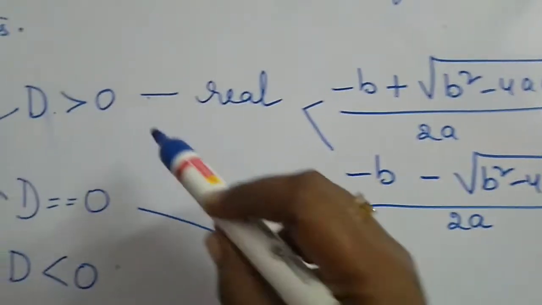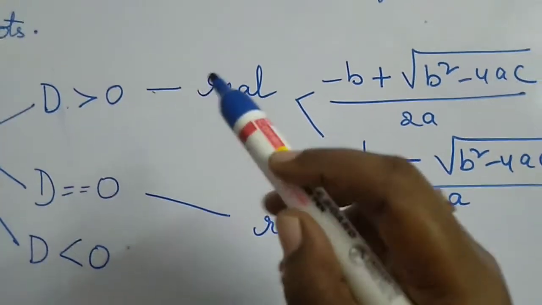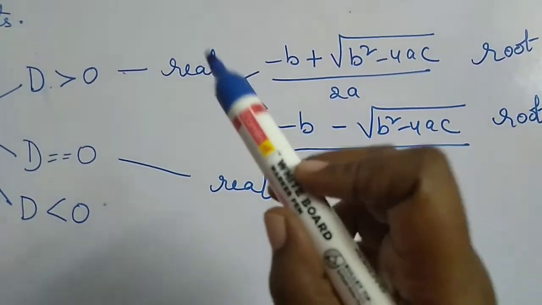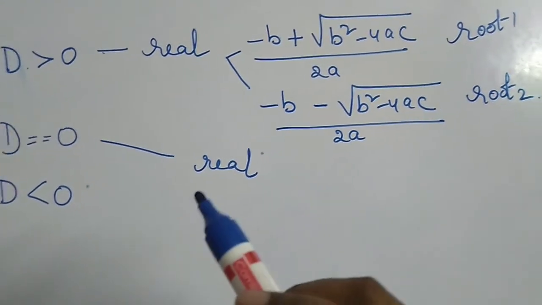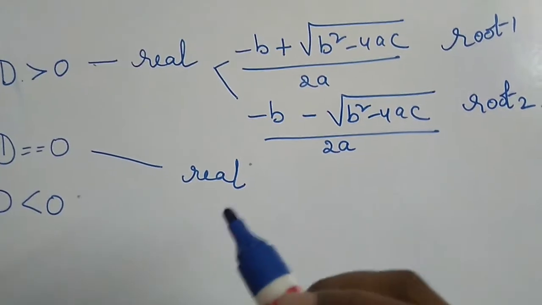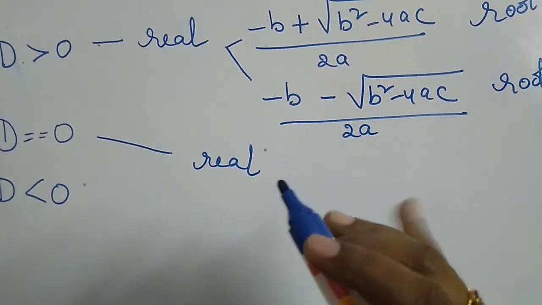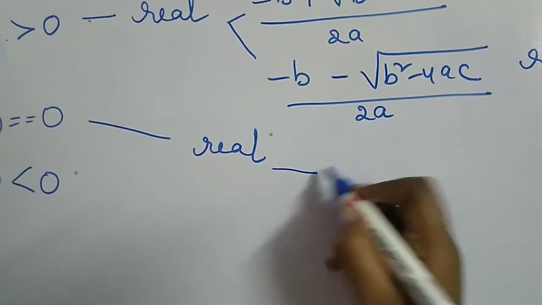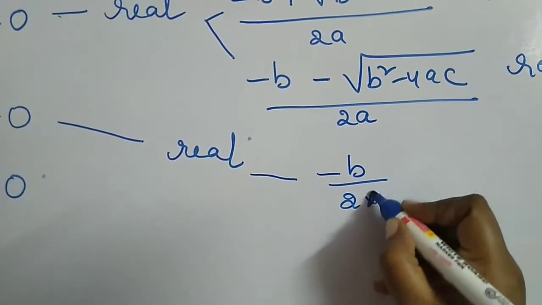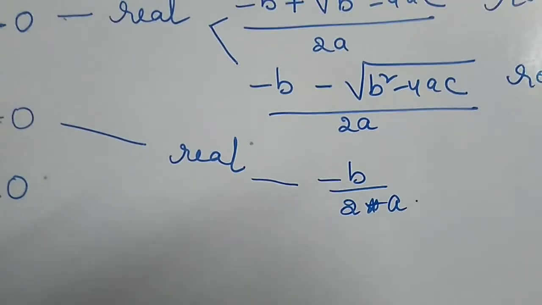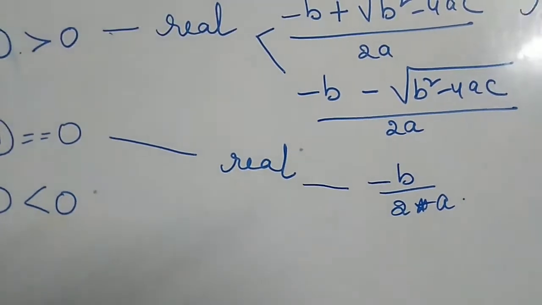In the first case, when d is greater than 0, there are two roots. Roots are different and they are real. In the second case, when d is equal to 0, there is only one root. The roots are same and the roots are real. So there is only one root, which is minus b by 2 into a. This is the second case.